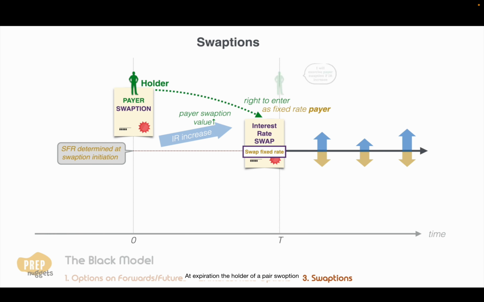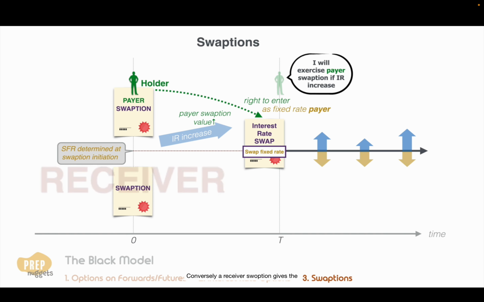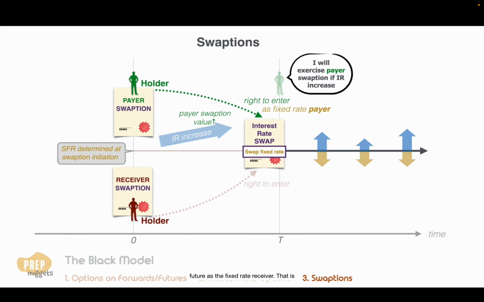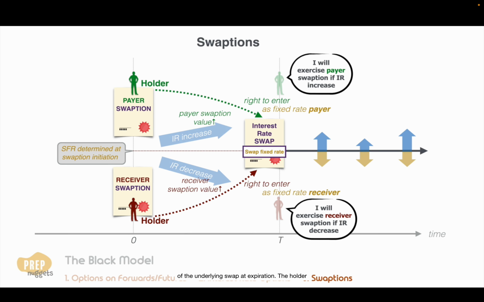At expiration, the holder of a payer swaption would exercise it and enter into the swap if the market rate is greater than the exercise rate at expiration. Conversely, a receiver swaption gives the holder the right to enter into a swap at some date in the future as the fixed-rate receiver. That is, it is the floating-rate payer. As interest rates decrease, the right to be the fixed-rate receiver becomes more valuable. If the market rate for swaps is lower than the fixed rate of the underlying swap at expiration, the holder of the receiver swaption will exercise the swaption.